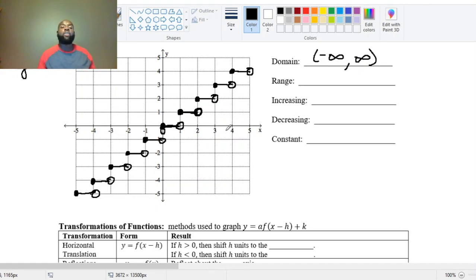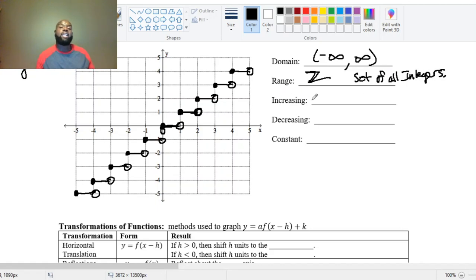Our range, however, is different. Our output values are all whole numbers. And in fact, I can't just use the words whole numbers, it's their opposites as well. So they're all integers, right? So it's the set of all integers, which we write with the double-barred Z. You can use the words the set of all integers.